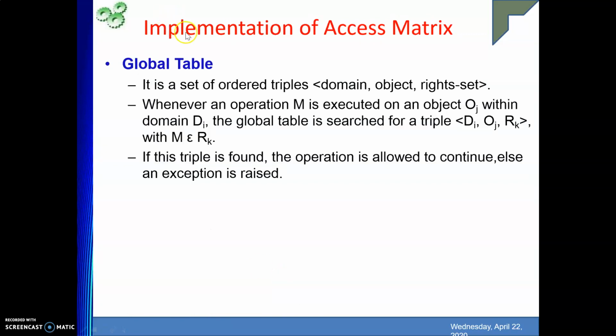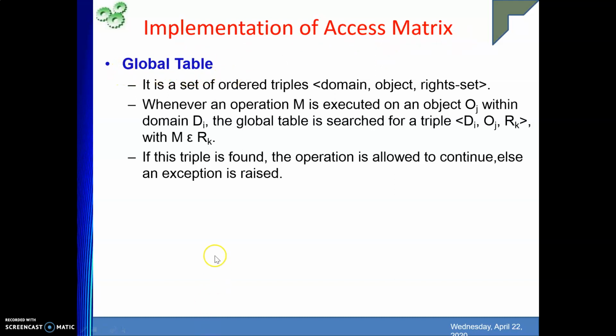Then the next topic is implementation of access matrix. First was what is access matrix, then the rights in the access matrix, special rights in the access matrix. So that part is over. Next we are coming to implementation. So in implementation we'll see how we are going to realize it or how we are going to store the access matrix. So the first implementation says global table.